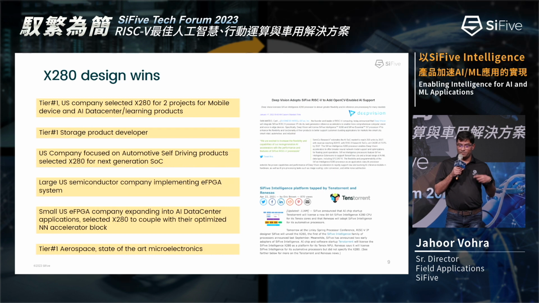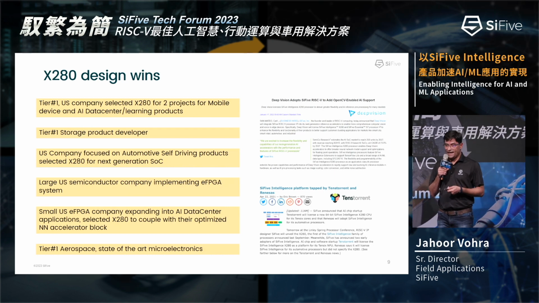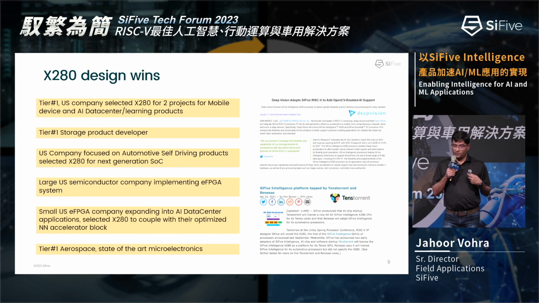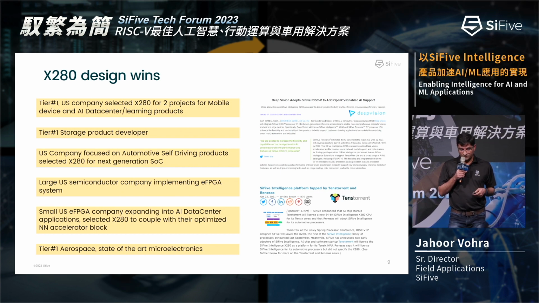You typically also, before feeding data to the AI engine, have to do a lot of pre-processing before it goes into the AI pipeline. And that's where, again, the flexibility that the vector ISA provides and the wide vectors that we've implemented in the X280 was key for those customers.